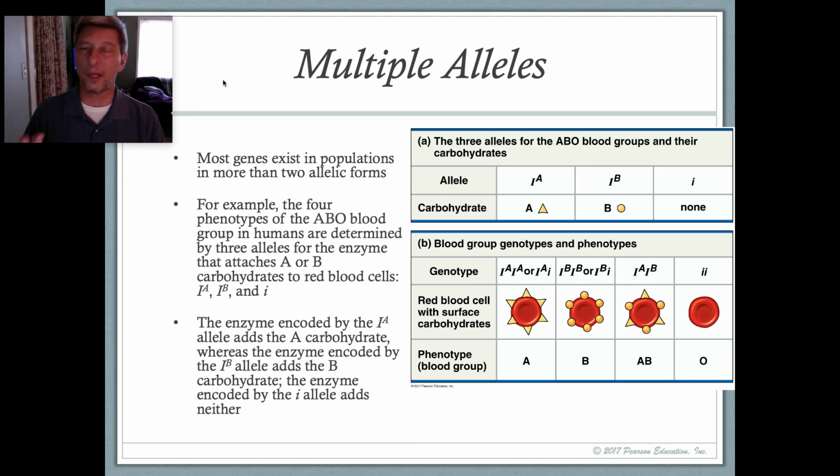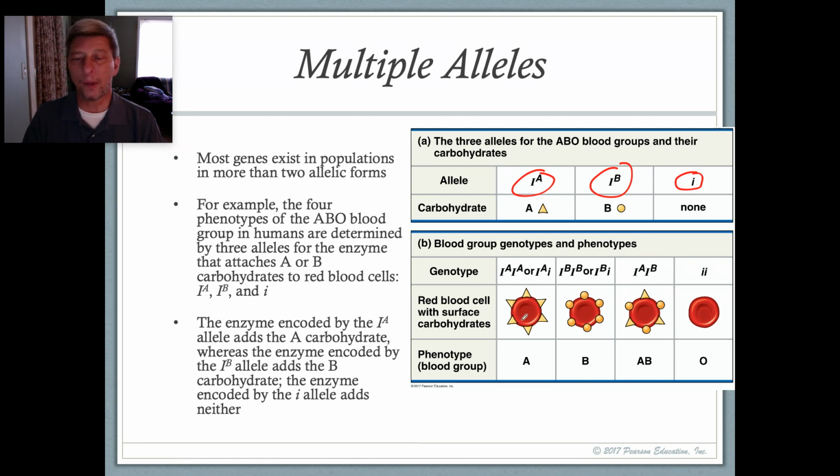Now, remember that each person can only carry two of those alleles, but there are three alleles out there. Those alleles are the A allele and the B allele, both of which are dominant, and the recessive allele, which we refer to as lowercase i. Notice the symbols for them. They're symbolized with a capital I with an A over it. That's the blood type A allele, the blood type B allele, and then the recessive allele here.